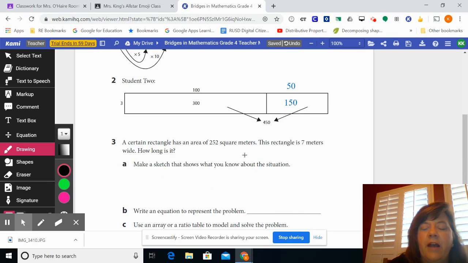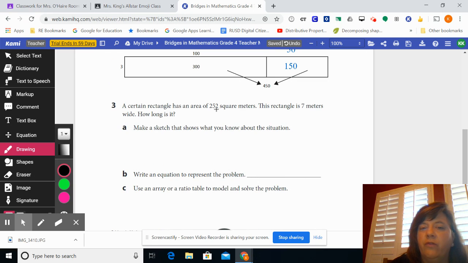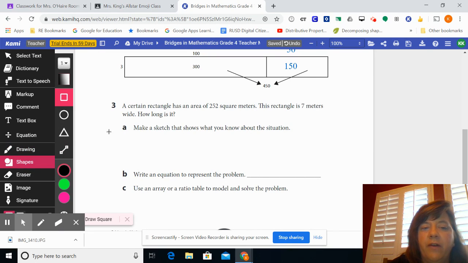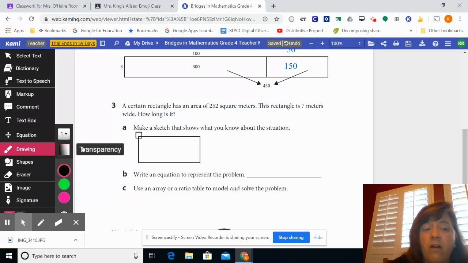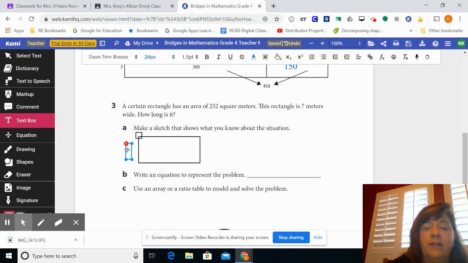So number 3 says a certain rectangle has an area of 252 square meters. This rectangle is 7 meters wide. How long is it? So I'm going to go ahead and do my shape here and put my shape in right here. I'm not going to worry about that little square. And I know that the rectangle is 7 meters wide. So I'm going to put 7 over here, and I can draw that with my finger, or I can use a text box. So I'm going to use a text box and just do 7 over here. And then I know my area is 252. So I'm going to put 252 right there.